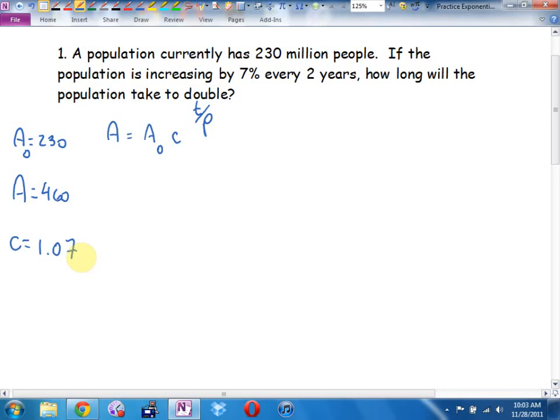What's this 2? Well, this is your growth period because it says it's growing every 2 years. What if it was every 3 years? My growth period would be 3. What if it was every month? My growth period would be 1/12. Whatever, this is a decimal or fraction or whatever. And they're asking me to find total time.